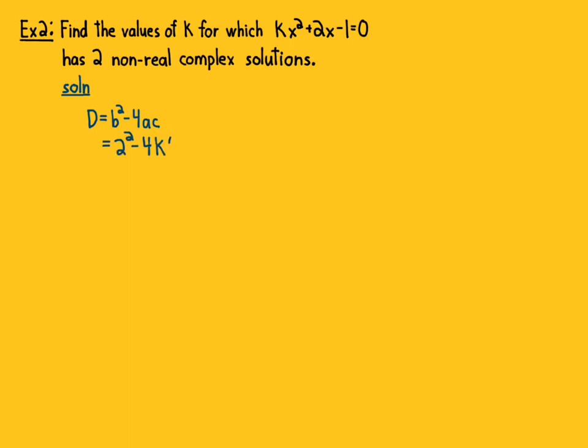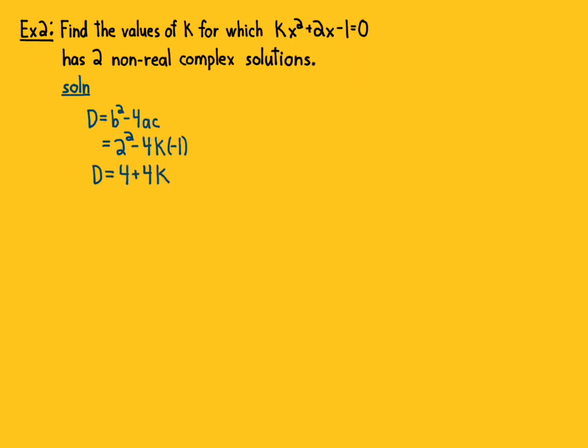And then I just stick in my numbers with a being k. So it's 2 squared minus 4k times negative 1. Notice, if I multiply a negative number by something on its left, I have to put that negative number in parentheses. Hence, the negative 1 is in parentheses. Always, always, always.